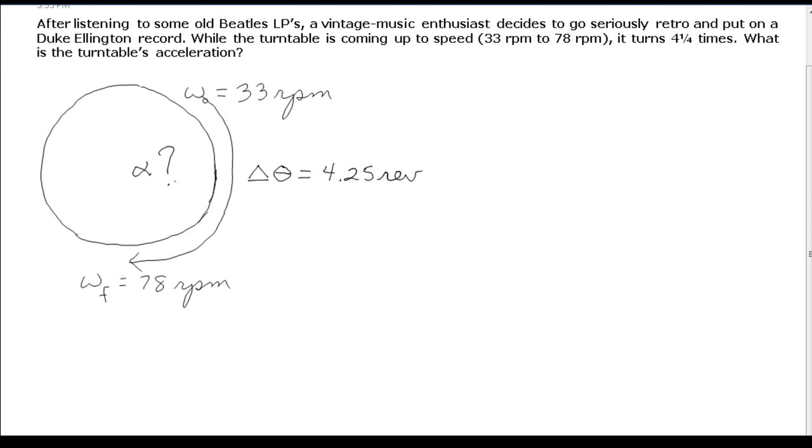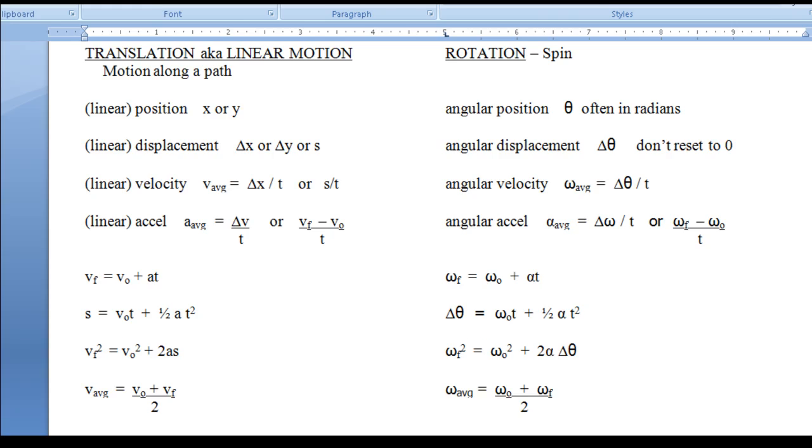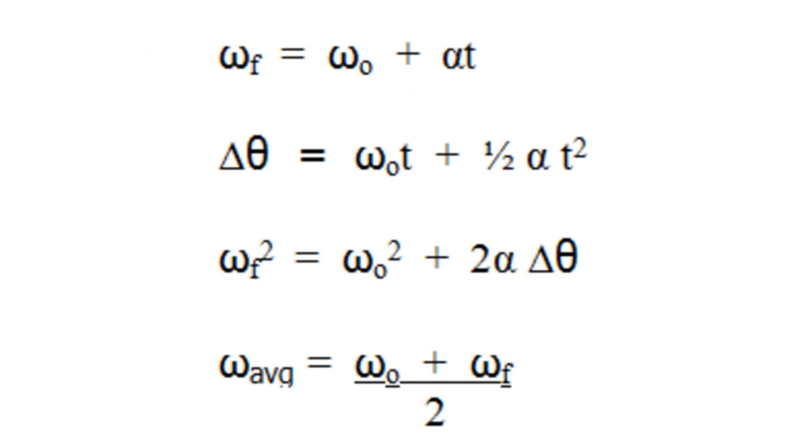Now it's time to choose a relationship. We definitely want a relationship with alpha in it, since that's the unknown. So let's go back to the reference sheet. What I often do when I'm working something like this is choose which of the equations have the unknown I'm looking for in them, and then go on from there.